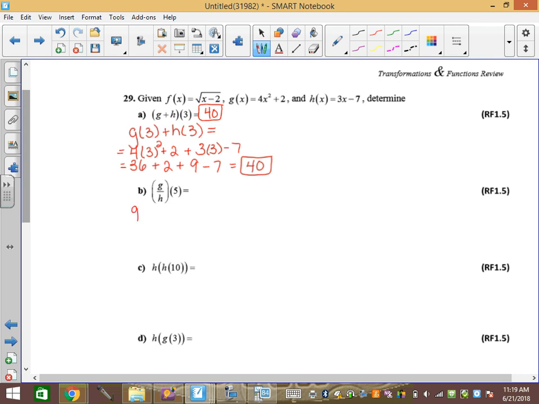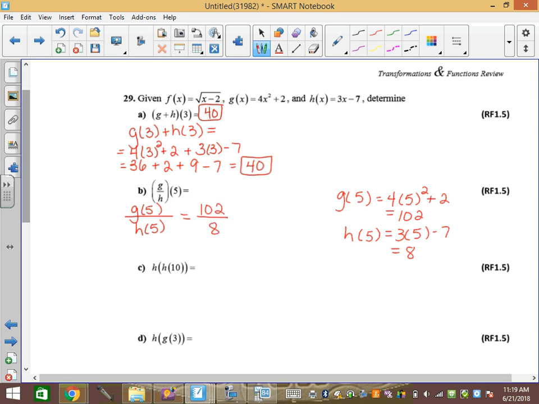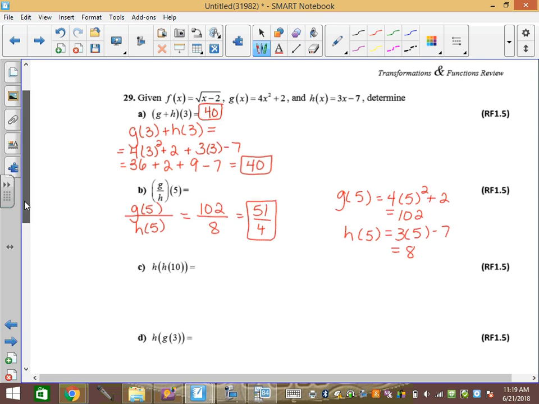This one is g of 5 divided by h of 5. So like I said, I could go off to the side and I could find g of 5 first. Okay, that's 4 times 5 squared plus 2, which is 102, because it's going to be 25 times 4 plus 2. And then h of 5 is 3 times 5 minus 7, which is 15 minus 7, which is 8. And I could come back here and I could say, oh, g of 5 is 102. I did that off to the side. h of 5 is 8. And that reduces to 51 over 4. So you could do it all in one step and show it together, or you could go off to the side and find them when they actually have values for x.